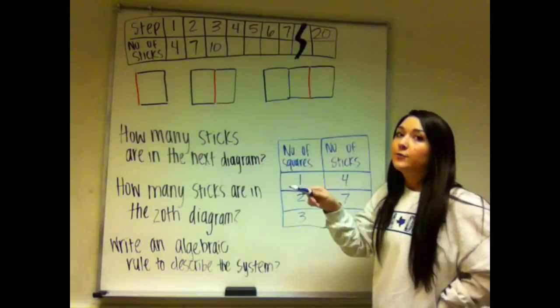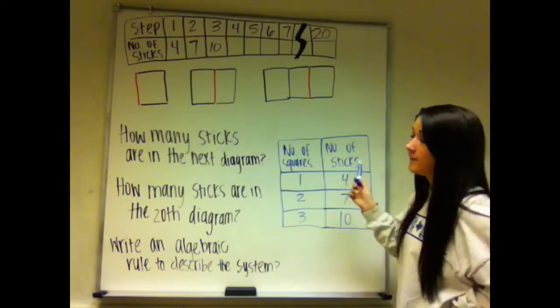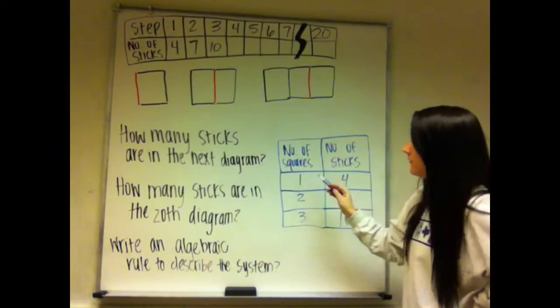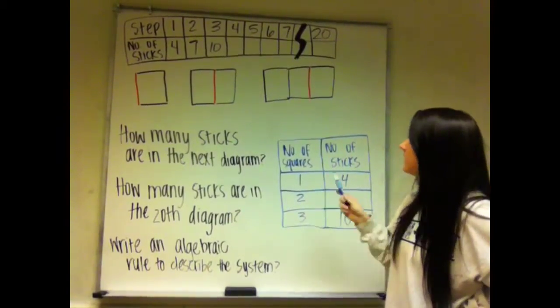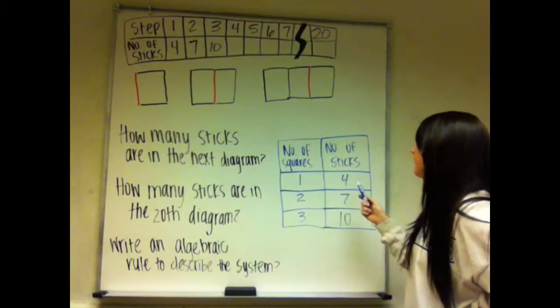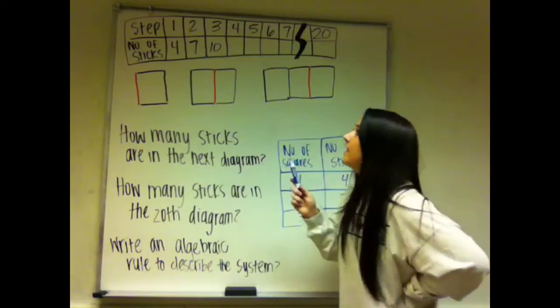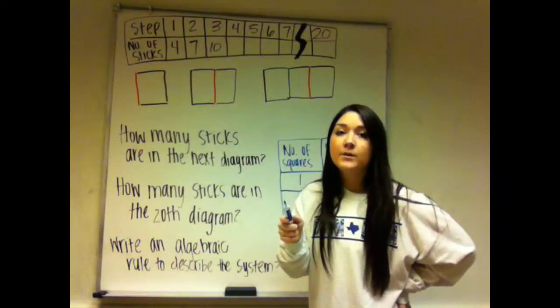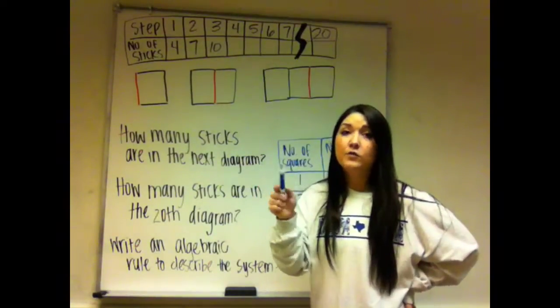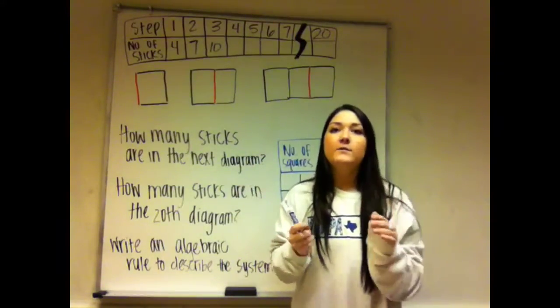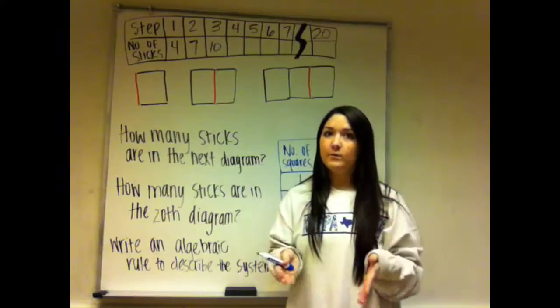So I rewrote that table to this. On the left side of the table, I wrote number of squares, and that's 1, 2, 3. And on the right side, I wrote number of sticks, and that's 4, 7, 10. The reason why I wrote number of squares and not steps is because it makes more sense to compare the number of squares to the matches, because the sticks make up the square.